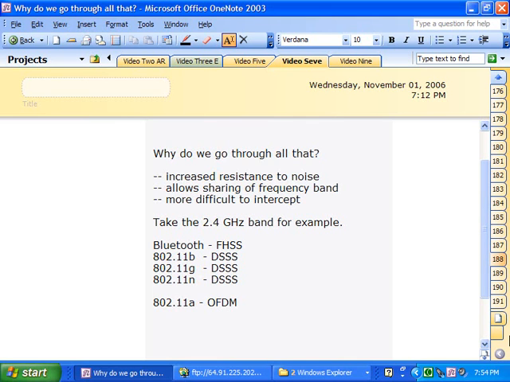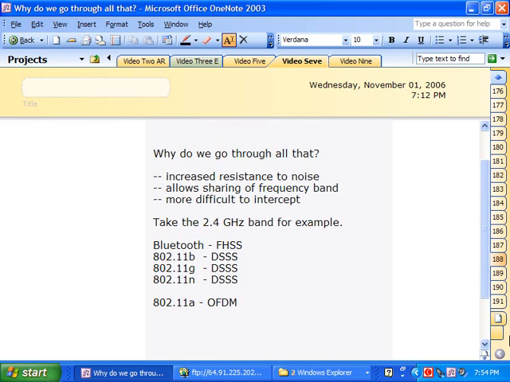So we've got increased resistance to that environmental noise when we're using spread spectrum. This also allows the sharing of the frequency band, and it makes the signal much more difficult to intercept. And of course, that's always a concern with today's networks.